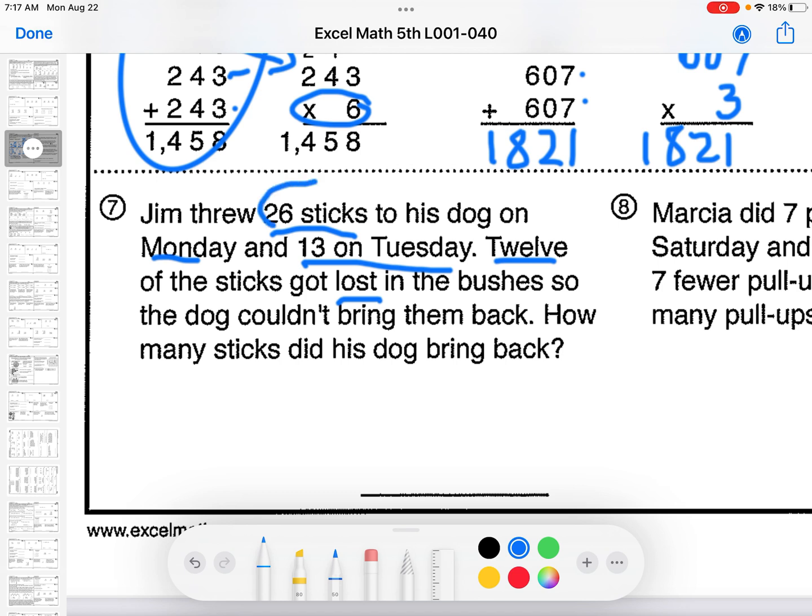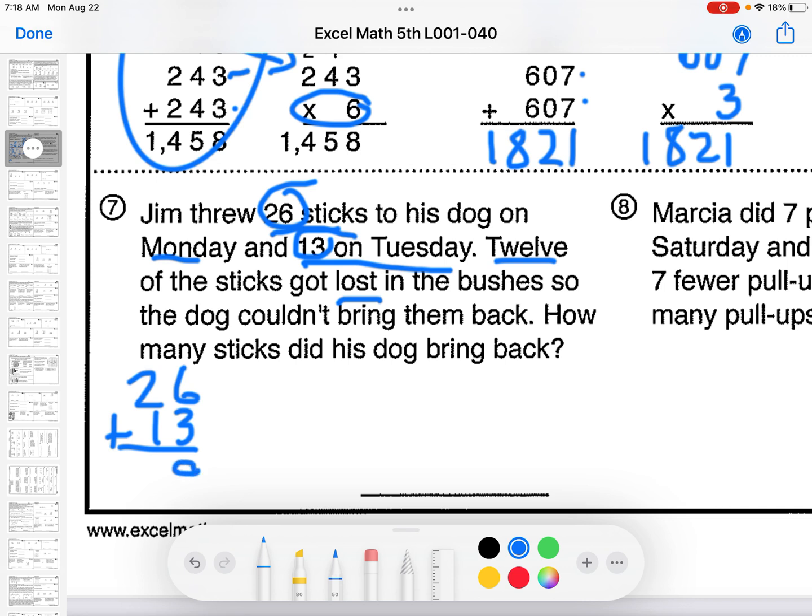Well, if he threw 26 one day, this is a really weird problem. Think about this. Keeping track of how many times we throw a stick for our dog. Kind of crazy. Okay, 26 on Monday, 13 on Tuesday. So how many sticks did he throw? Everybody write down here. Remember, you have to show all of your calculations. You can't just do it in your head because I want to see what you're doing in your head. I can't read your mind.